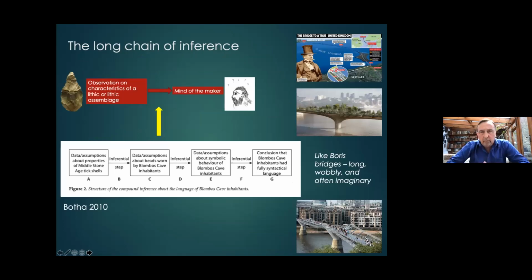Second is what I now think of as the Boris Bridge problem in paleoanthropology, and that is that we actually have a very long chain of inference between our observations and the cognition. And I don't know how many of you know the work of Berta. He's written a number of papers and indeed a whole book.